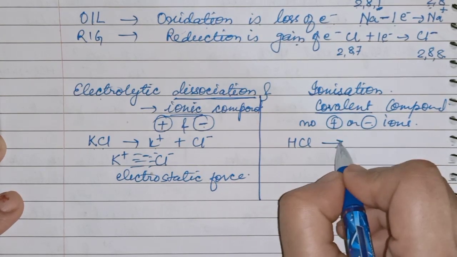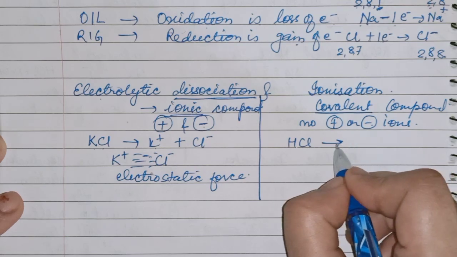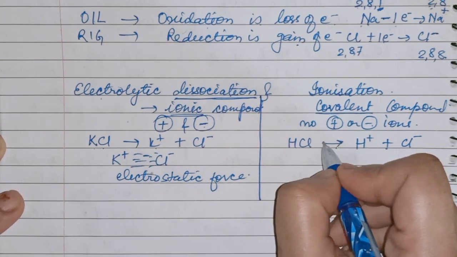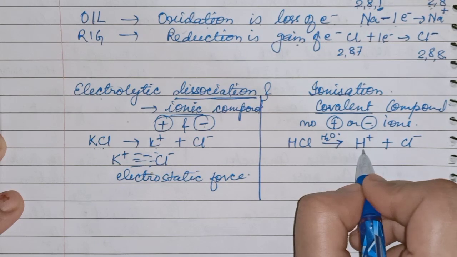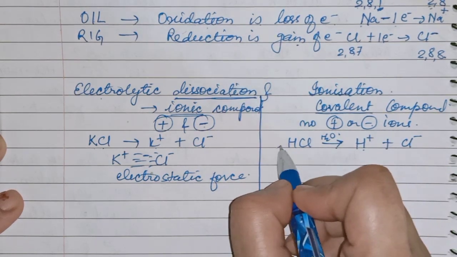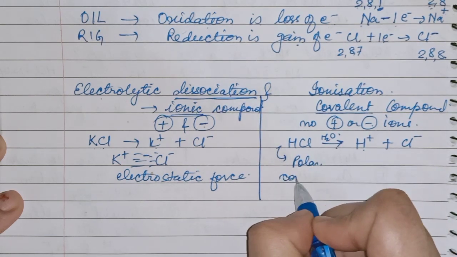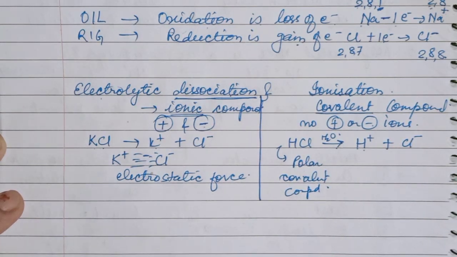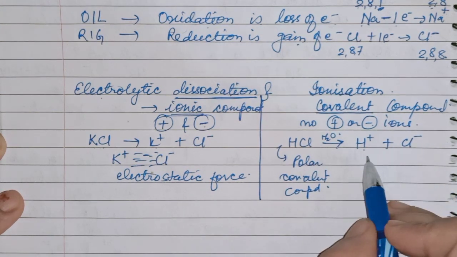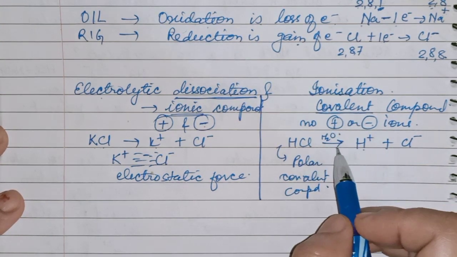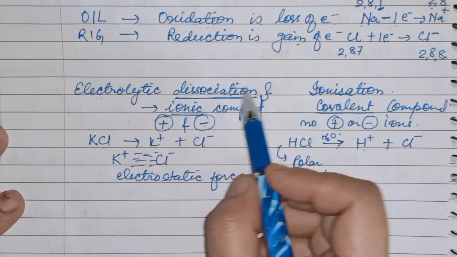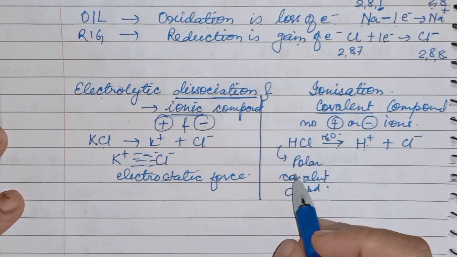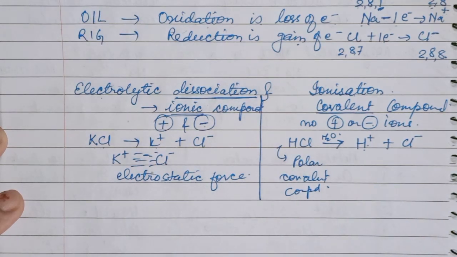So what you will do is form ions, H plus and Cl minus, when it is dissolved in water. It will dissociate into H plus and Cl minus ions, as HCl is a polar covalent compound. After dissociation, only then will it conduct electricity. So for dissociation, you just have to separate the ions, which are already present. For ionization, first you have to form ions, and after that dissociate them into plus and minus ions.